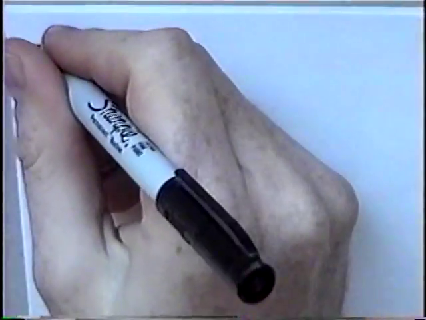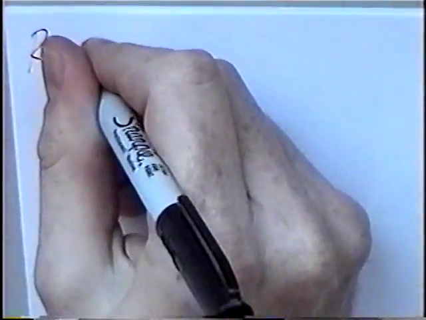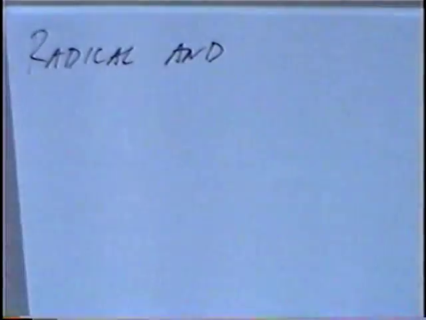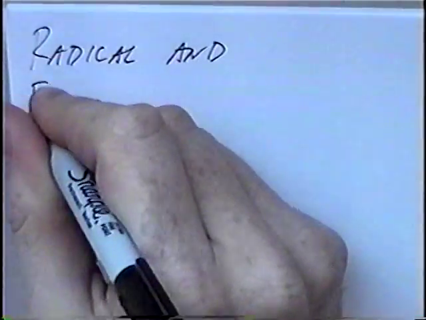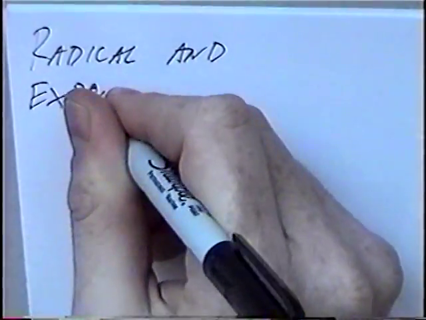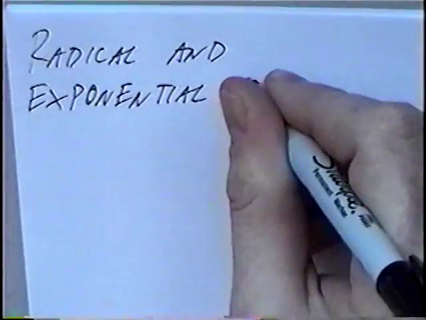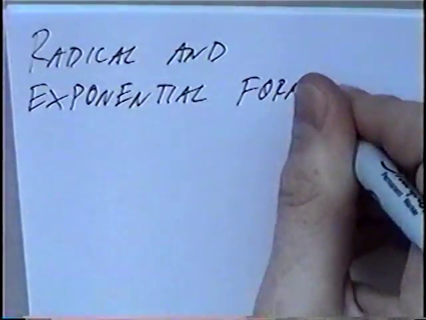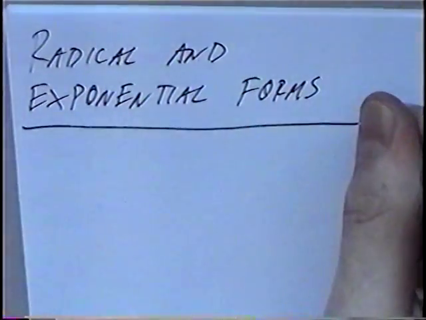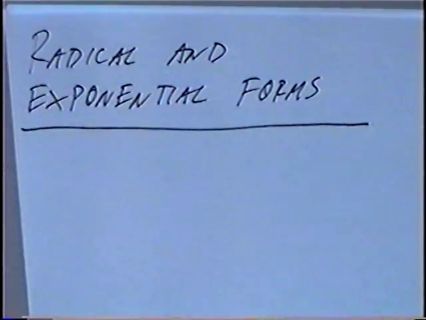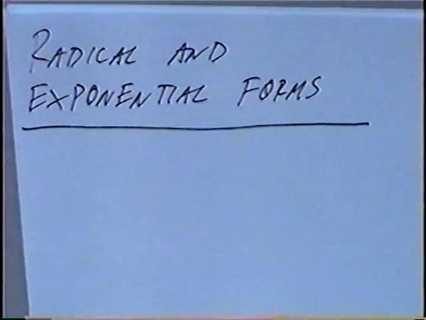Title of the next section is Radical and Exponential Forms. In this section we'll look at radical forms and exponential forms and how to change between the two.